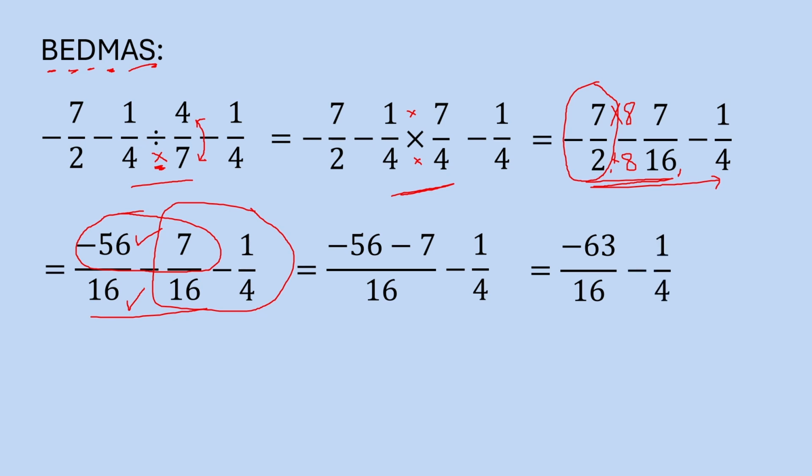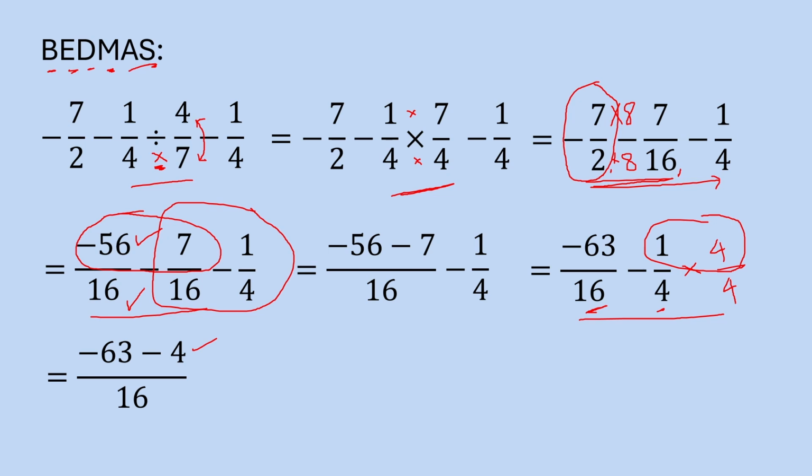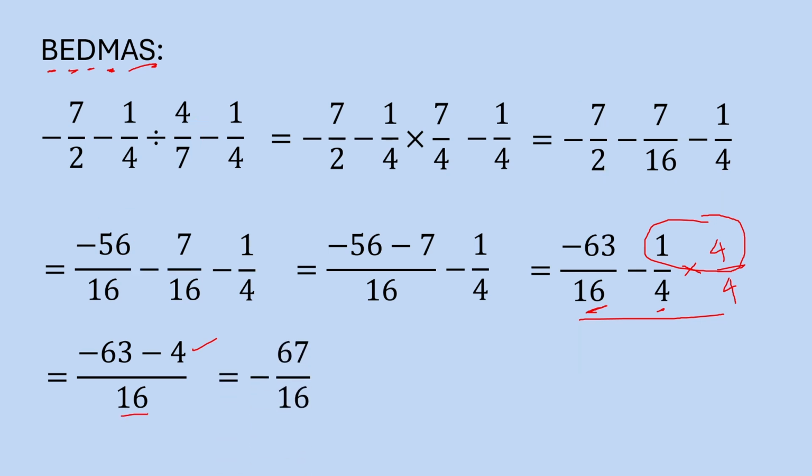Again the same thing here, the denominators are different, one is 16, one is 4. So we need to multiply this one with 4 over 4. So the next step, negative 63 minus this 1 times 4 is equal to 4, and 4 times 4 is equal to 16. So the same denominator 16 here. So it is equal to negative 67 divided by 16. It is the simplest form.